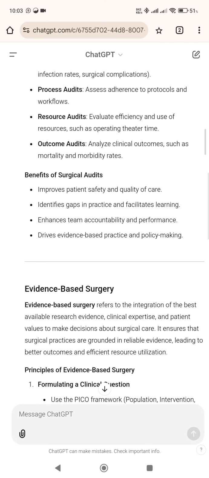Benefits of surgical audits. Improves patient safety and quality of care. Identifies gaps in practice and facilitates learning. Enhances team accountability and performance. Drives evidence-based practice and policymaking.